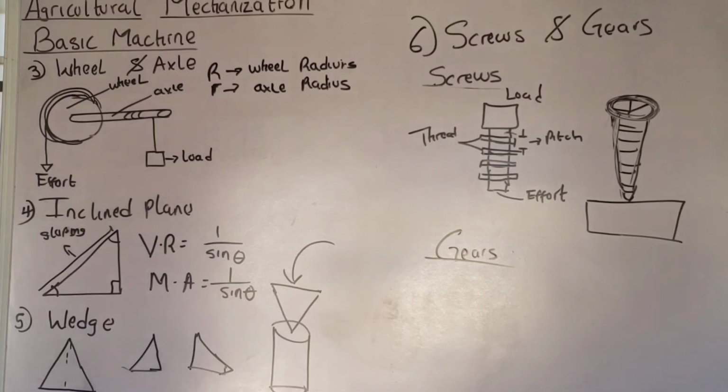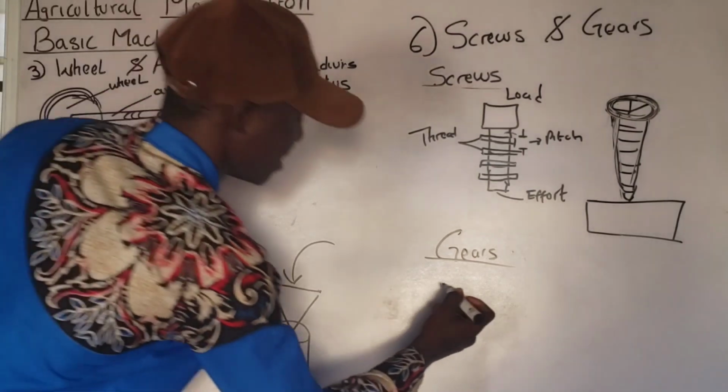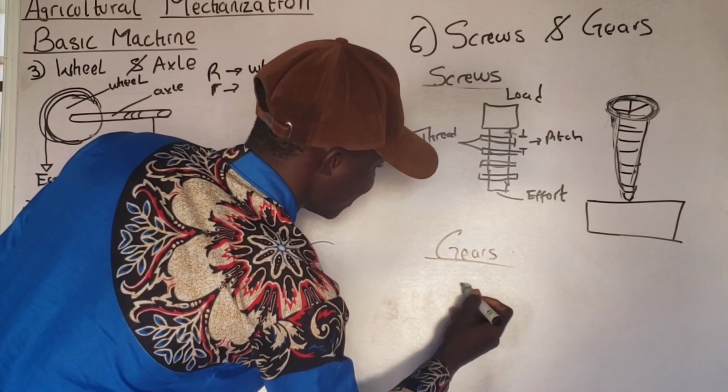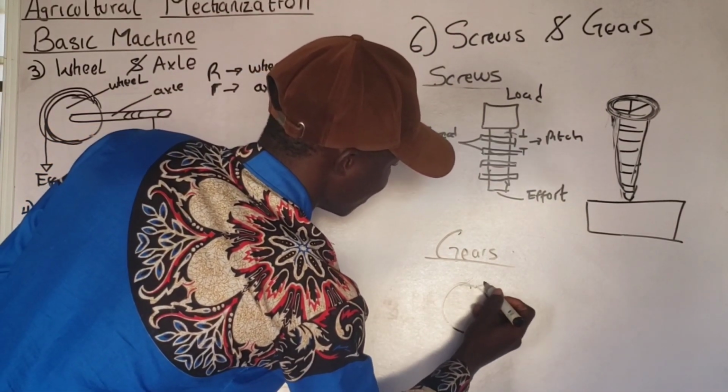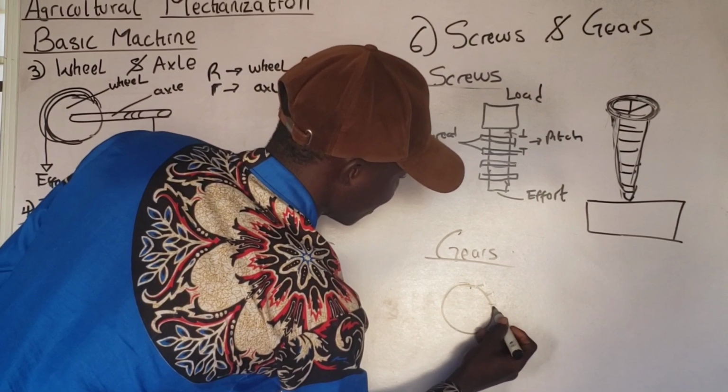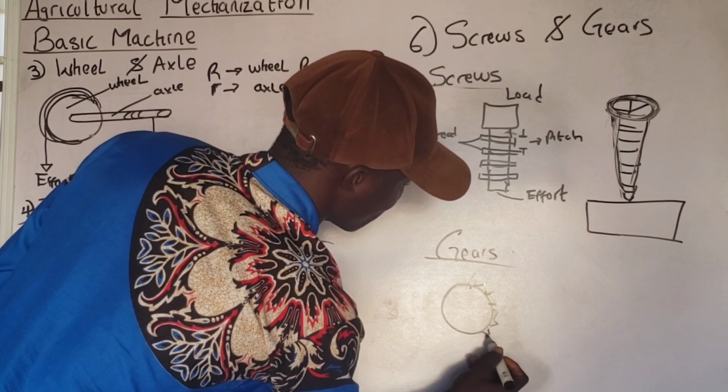Now let me quickly draw the structure of the gears. This is how a gear looks like. I hope I got this right. Please just pay attention, okay?